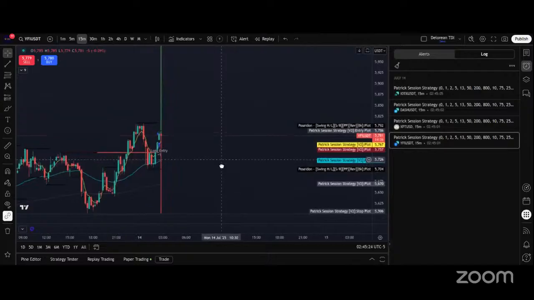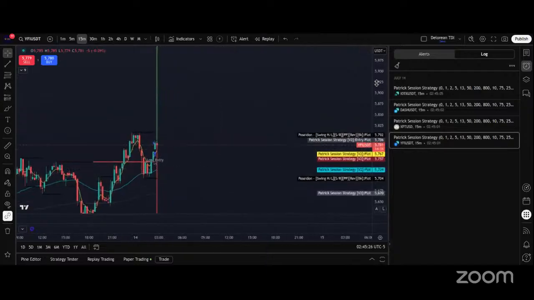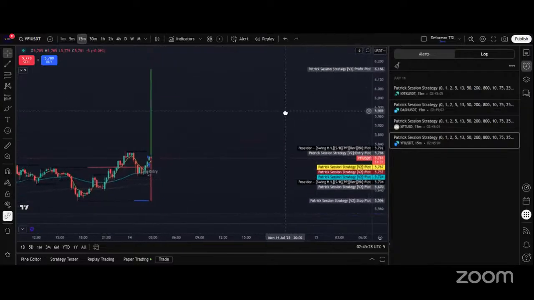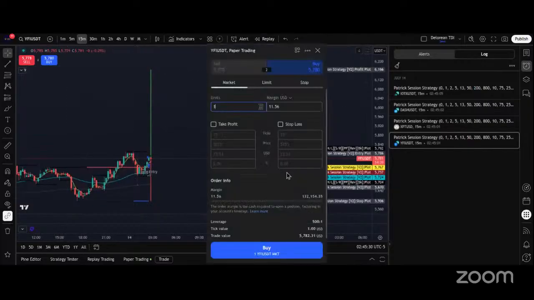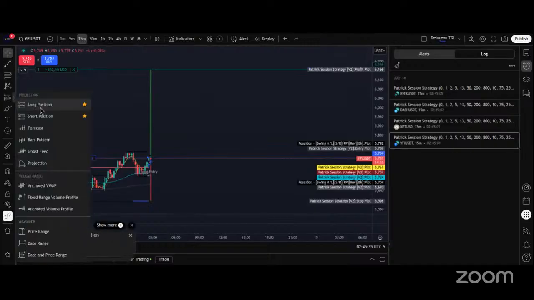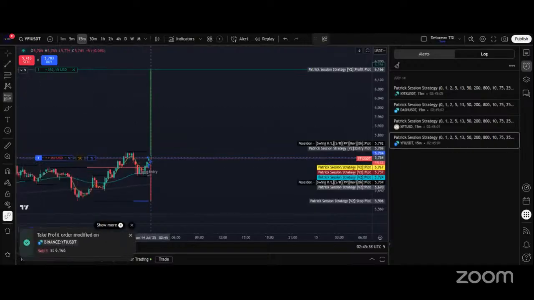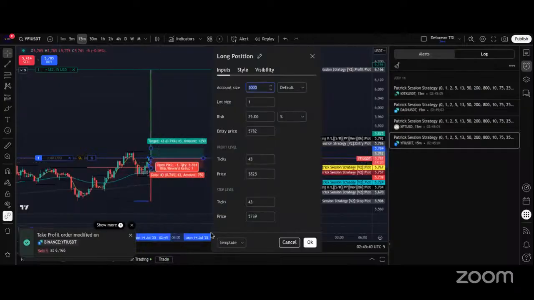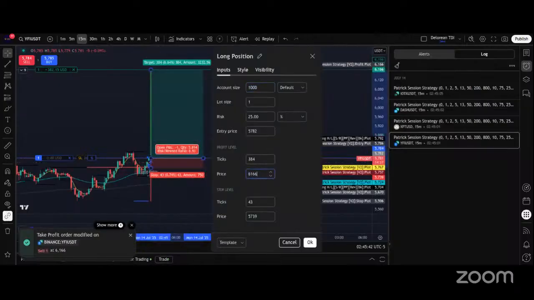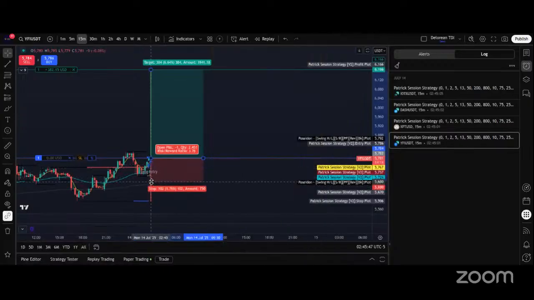The 5 is over the 13, and price is above support. We will be entering this trade. It's a buy to 61.66. It's going to be a long position. Let's give ourselves some more breathing room on this stop loss. Okay.